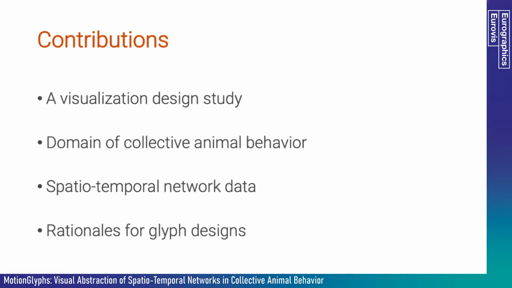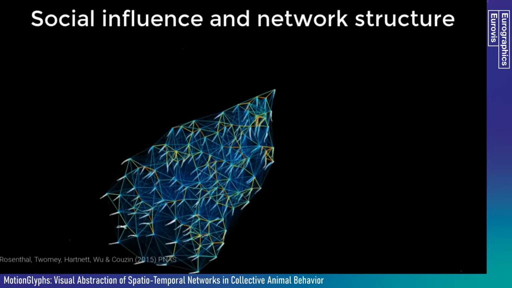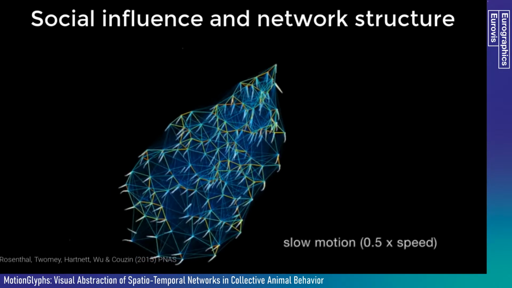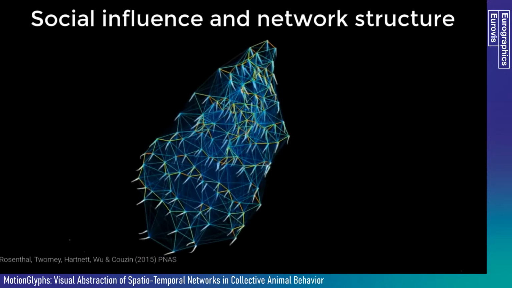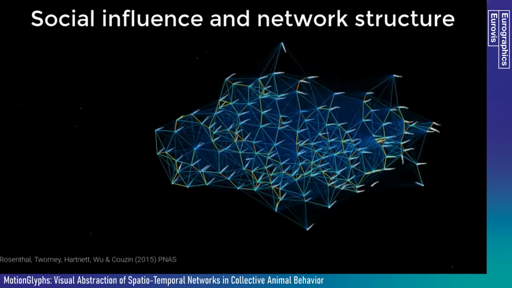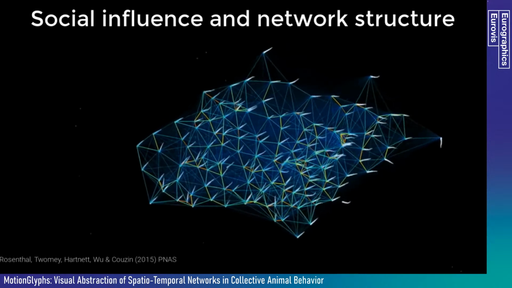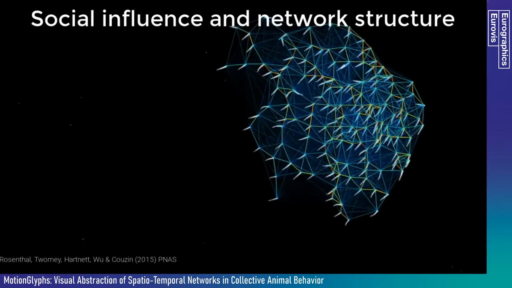In an iterative process during the study, we designed multiple glyphs for the analysis of spatiotemporal networks. Generally, the behavior of collectives can be modeled as spatiotemporal networks to analyze the evolving emergent properties of groups. For example, the recent work of Rosenthal et al. analyzes evolving interaction networks of fish schools.